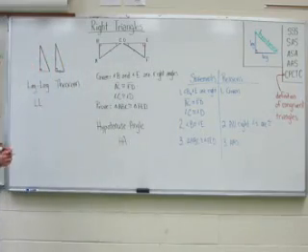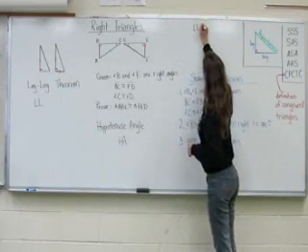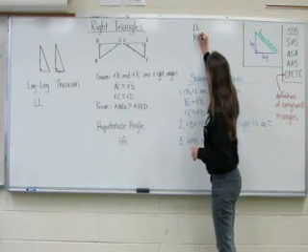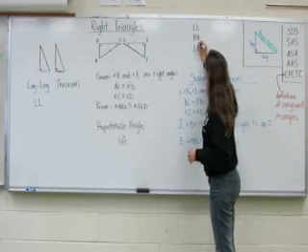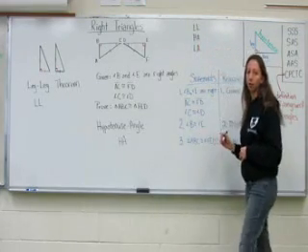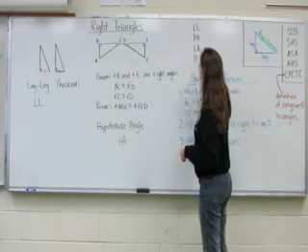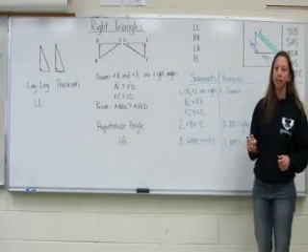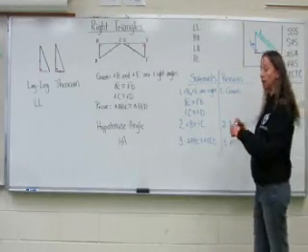So what parts do we have left? We've done leg-leg. We've done hypotenuse-angle. What if we have a leg and one of the acute angles? Or what if we have the hypotenuse and one of the legs? Can we prove that the triangles are congruent in those cases? Let's find out.